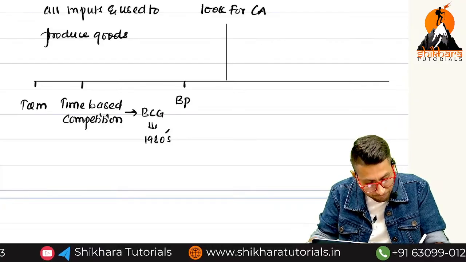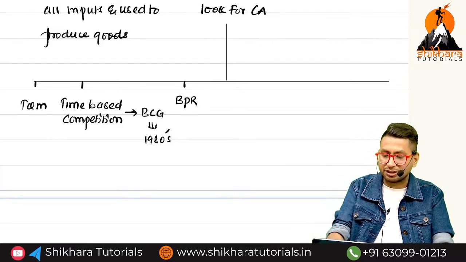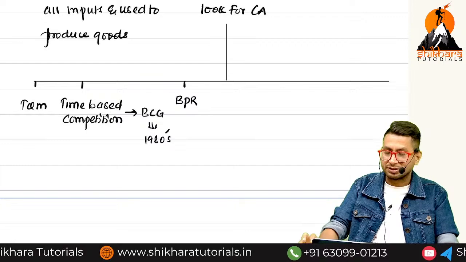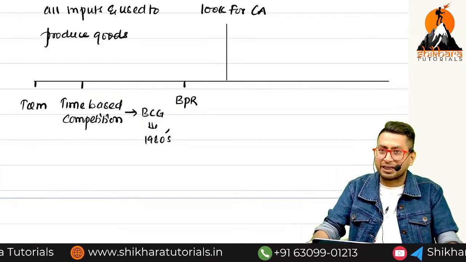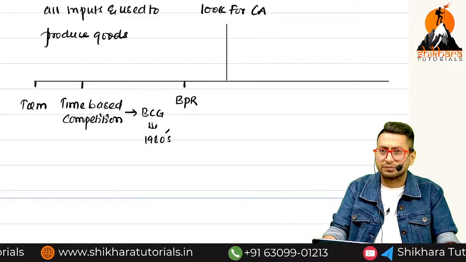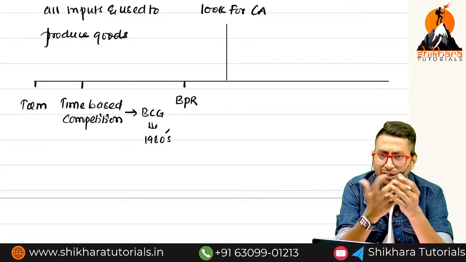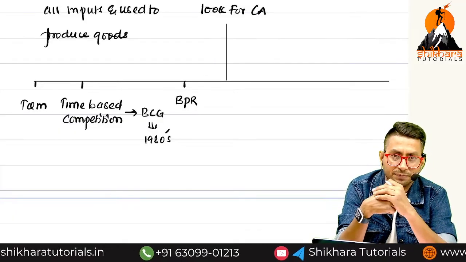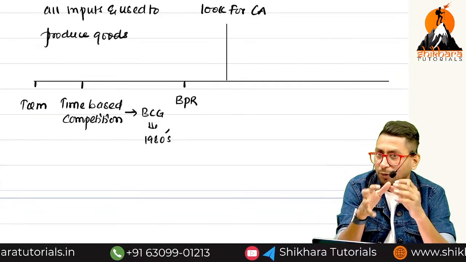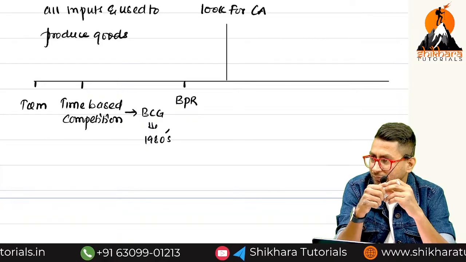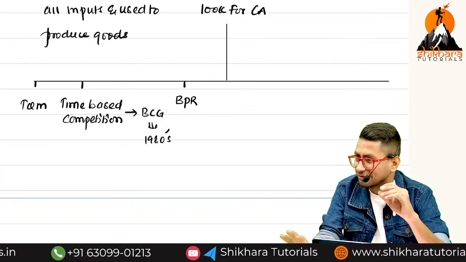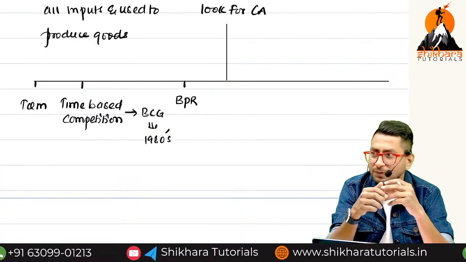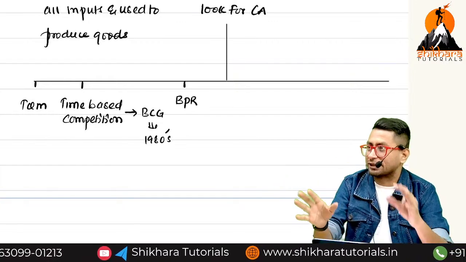Then we have BPR, business process reengineering. See, if you are having a problem in the accounts department, what department will you change? Accounts department, obviously. Your business is having a problem in the finance department. You will make changes in? Very good. Madam, your business is having a problem in the marketing department. You will make changes in? Marketing department only. Your business is having a problem in the sales department. You will make changes in? Sales department.